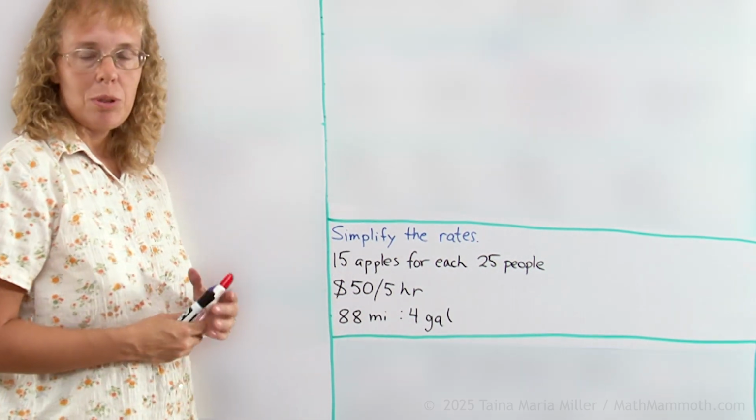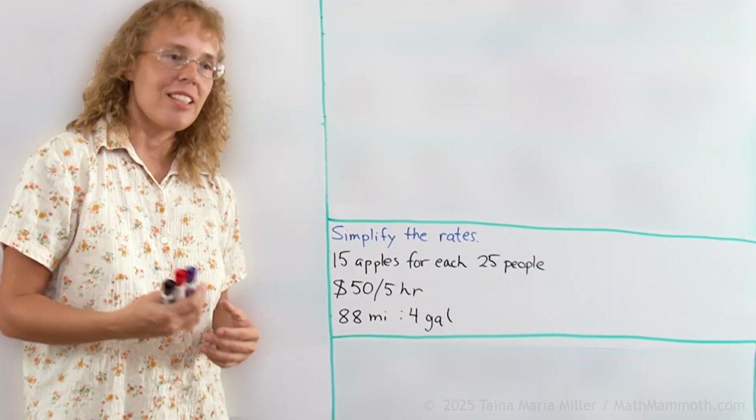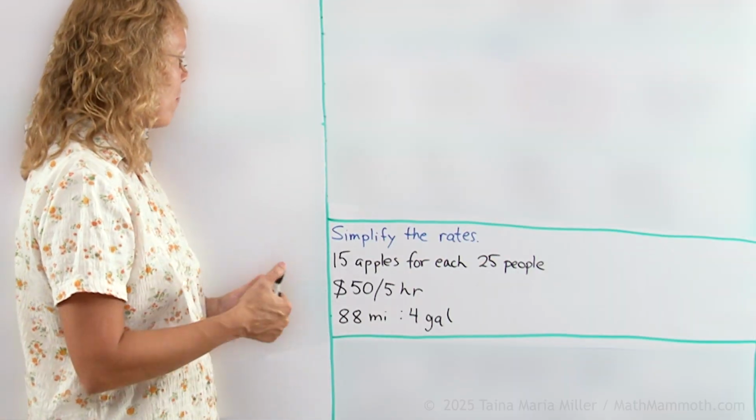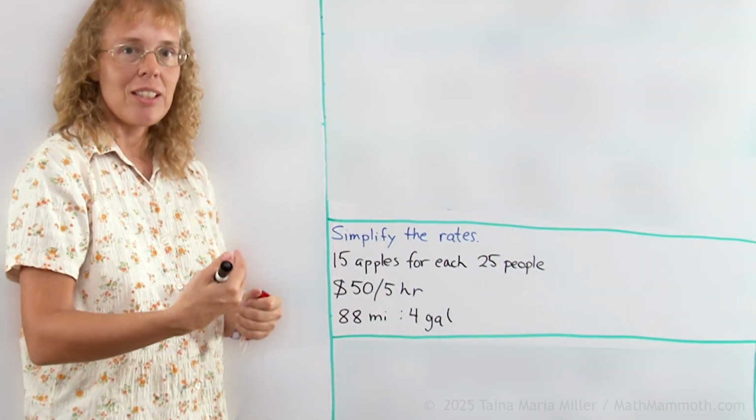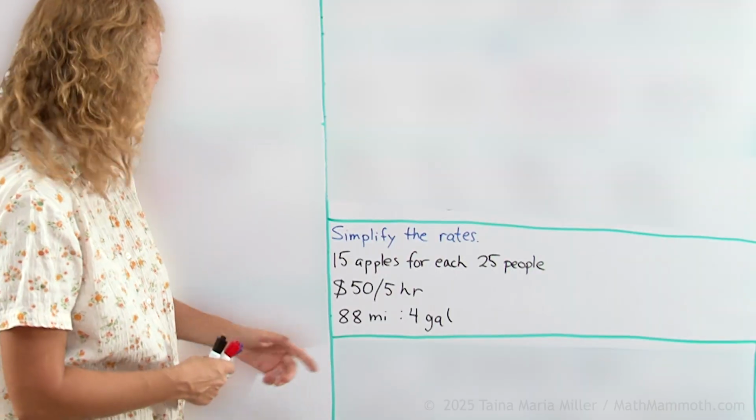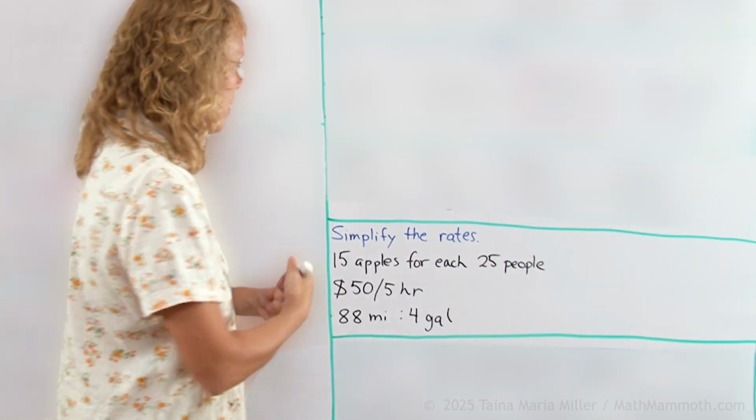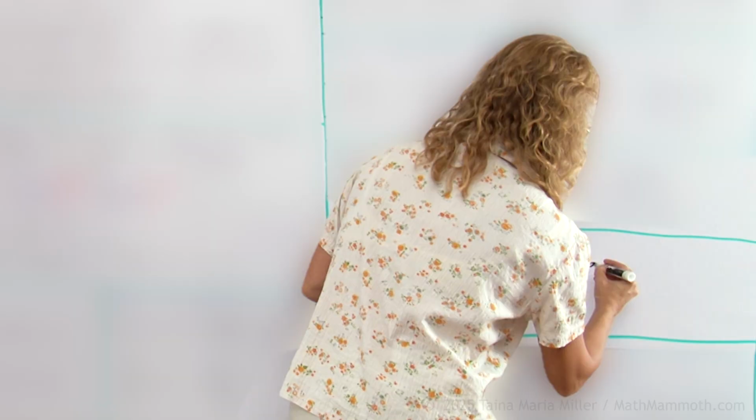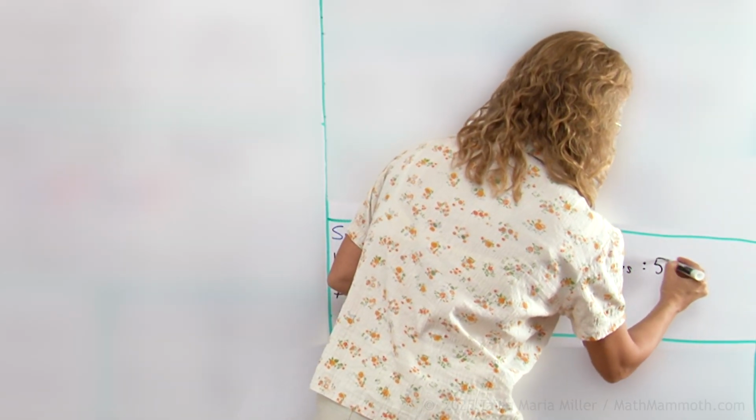15 apples for each 25 people. That is a rate. This for each signifies a rate. But you could say 15 apples per 25 people. Maybe you are planning a picnic and you have lots of people coming, so you want to prepare food and you are estimating you need 15 apples for each 25 people because not everyone will eat an apple. We simplify because 15 and 25 are both divisible by 5, so we will get 3 apples to 5 people.